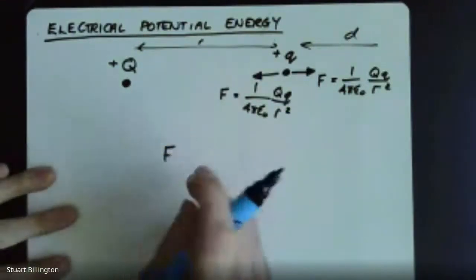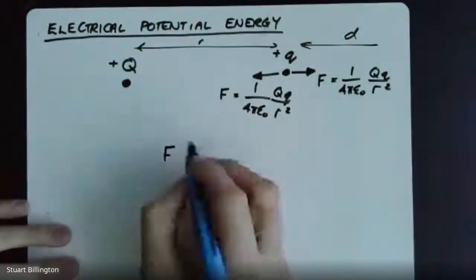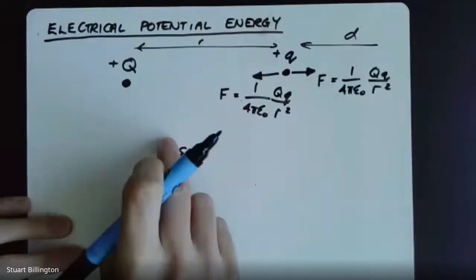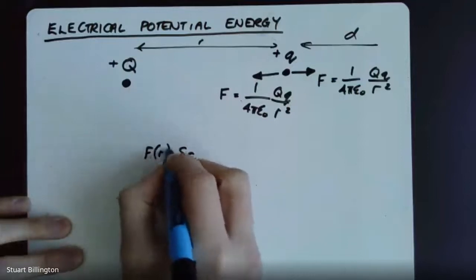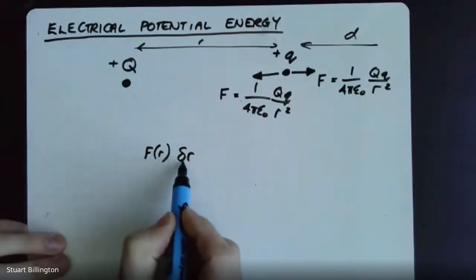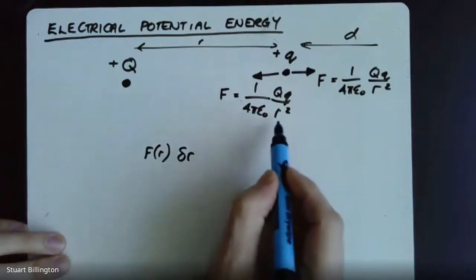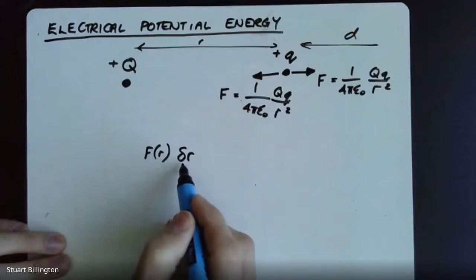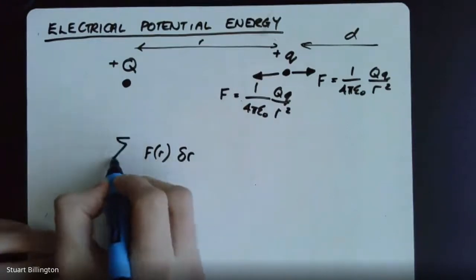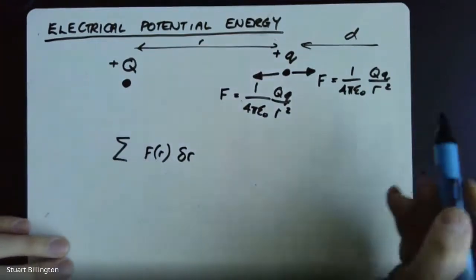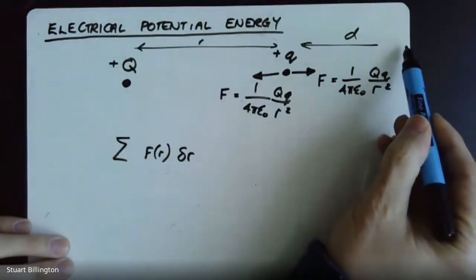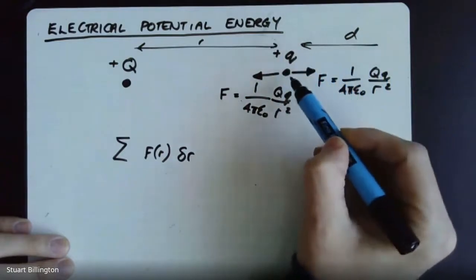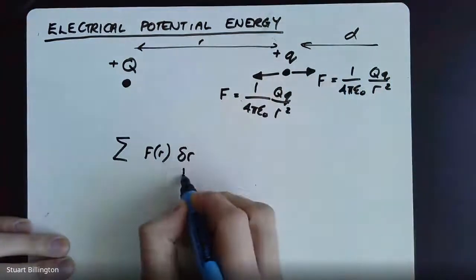So what we do need to do instead is multiply F at R by a tiny, tiny little distance over which R changes by a tiny little amount. And then we need to add all of those contributions up, all the way from all the R's over here, all the way inwards, bit by bit by bit, until we get to this R.